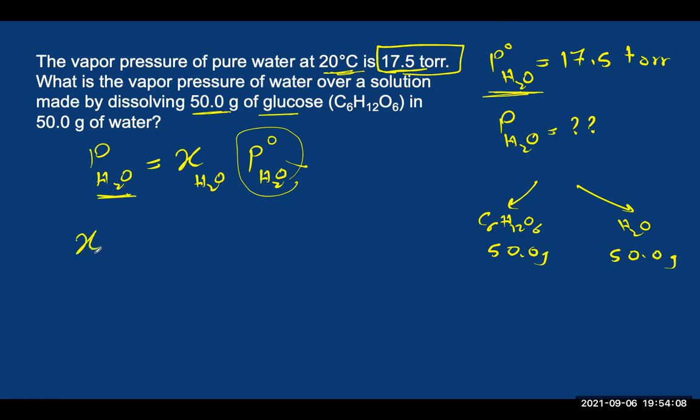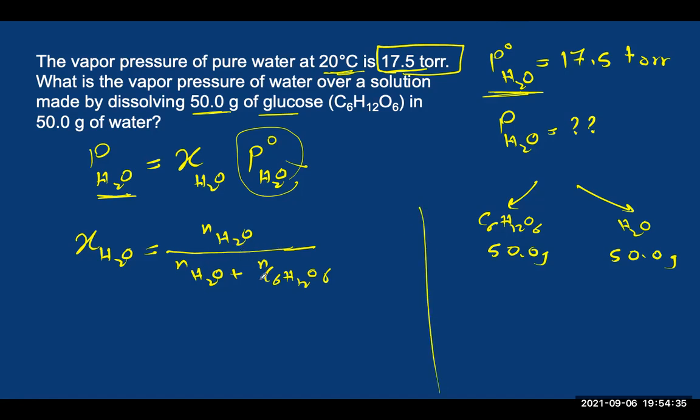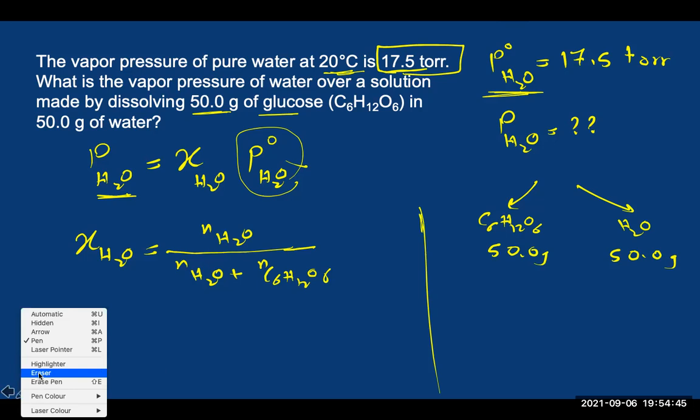So let's remember again, what is the mole fraction? Mole fraction means the ratio between moles inside the solution. So the mole fraction for H2O will be the number of moles of H2O over the number of moles of H2O plus the number of moles of C6H12O6. So it's the moles of H2O compared to the moles of the solution, which is solvent and solute. So we need to calculate the number of moles for H2O and the number of moles for C6H12O6. So let's do this one. First, I will calculate the number of moles for each.